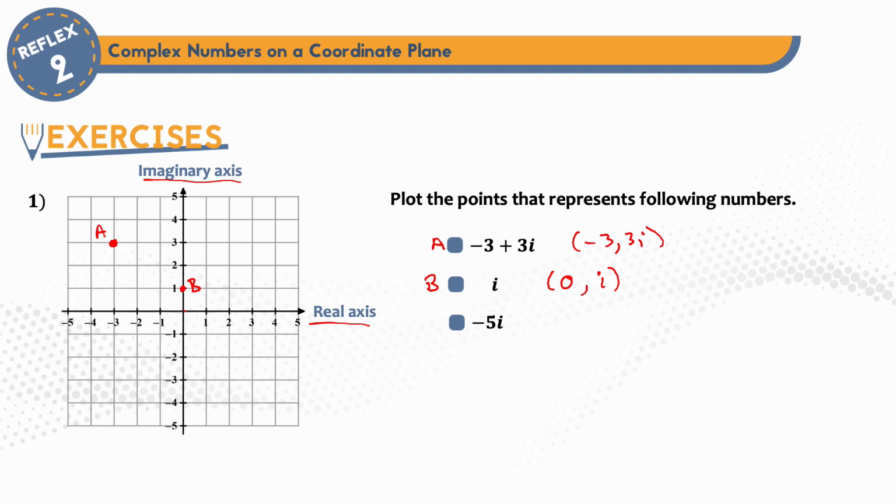Our next one is negative 5i, so that's going to be 0, negative 5i as my coordinate. We're going to graph that one also. It's going to be on my imaginary axis. So we go to 0, and we go straight down to negative 5. That one we'll label C. And those are my 3 points for the complex numbers.